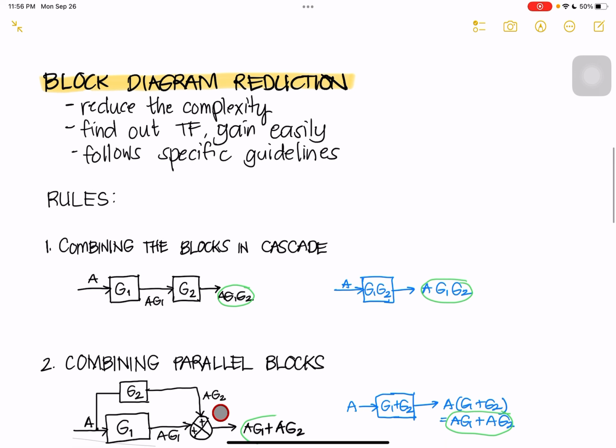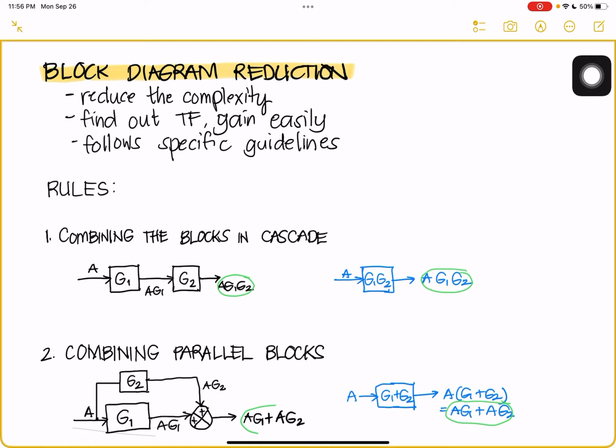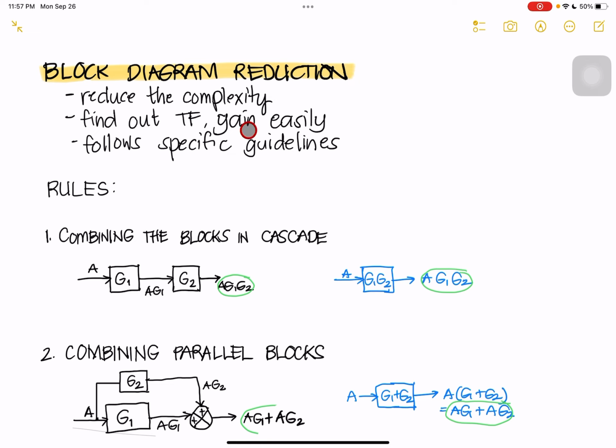Next, we can also get the transfer function of the system by reducing the block diagram. It is used to reduce the complexity of the system. So, we find out the transfer function using this mechanical process, and we no longer need to compute too much, to find out the transfer function or the system gain easily. And it follows specific guidelines which are below.